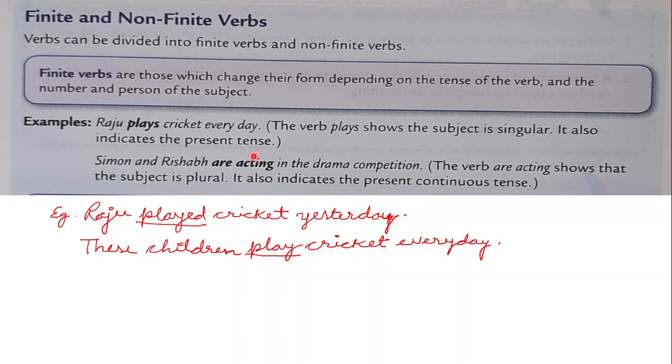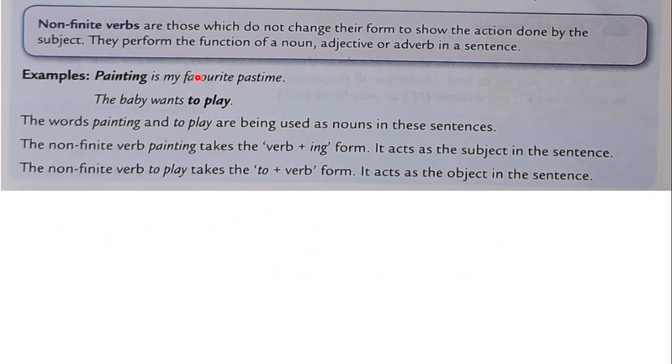Okay, now let's see the other form of verb, that is the non-finite verb. Non-finite verbs are those which do not change their form to show the action done by the subject. A finite verb is dependent on the subject, shows the tense, and keeps changing its form. However, non-finite verbs do not change their form. They perform the function of a noun, an adjective, or an adverb in a sentence.